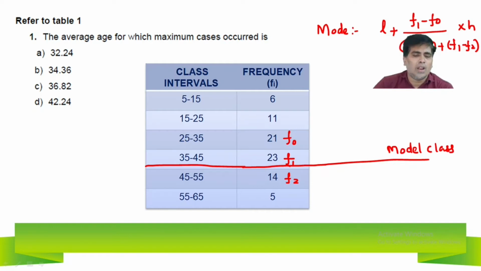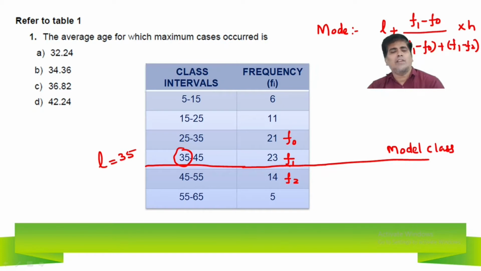Lower boundary of the modal class. So what is the lower boundary of the modal class? We denote it with L. L is equal to 35. So we got all the values except one, H, the class length. How to calculate class length? It is the difference between two lower limits or the difference between two upper limits. So here 15 minus 5 is 10, 25 minus 15 is 10. So the class length in each and every class is 10.